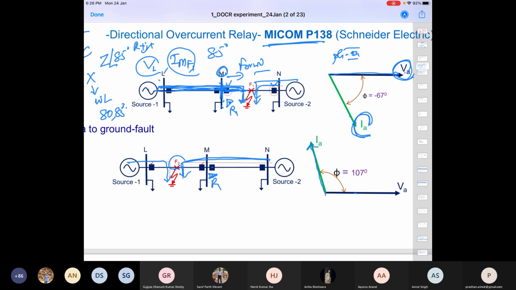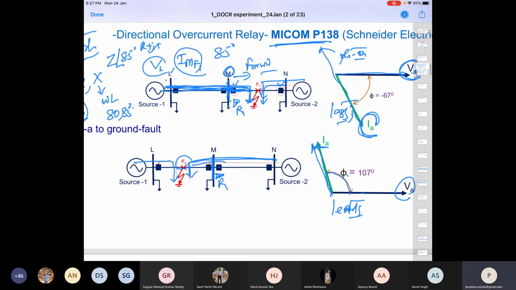So what does it mean? This means that with respect to this voltage, the current is now reversed. If the voltage is taken as reference, the magnitude may be different for the two situations, but because the current is reversed, to this voltage this current now leads. Here it was a lagging current.